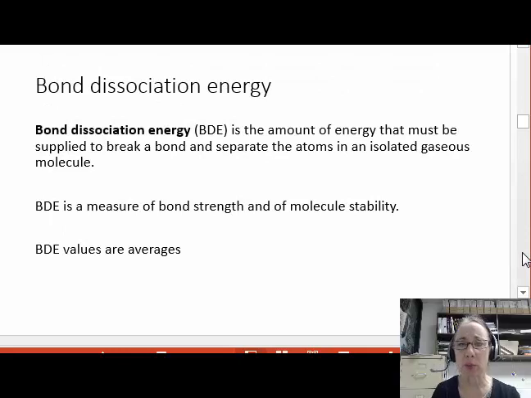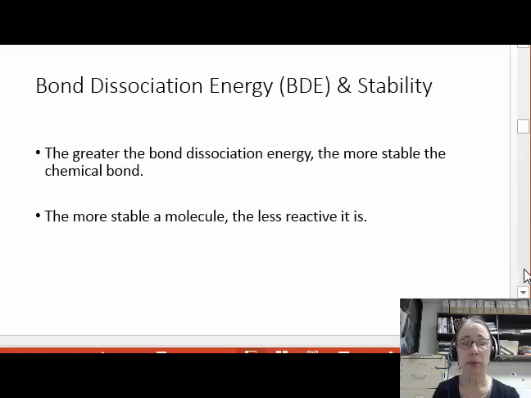One way to quantify the stability or potential energy of bonds is the bond dissociation energy, or capital B, capital D, capital E. Bond dissociation energy is the energy required to break 1 mole of a given bond. Bond dissociation energy values are averages based on experimentally determined values.